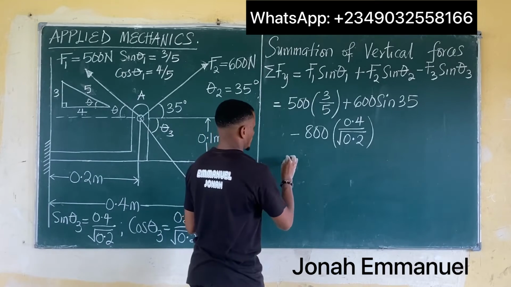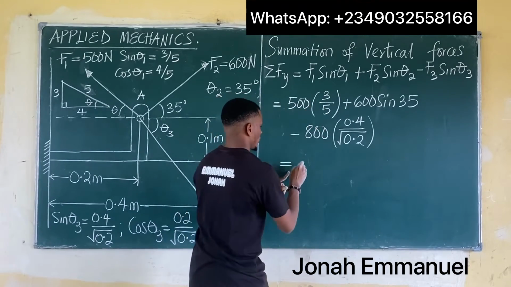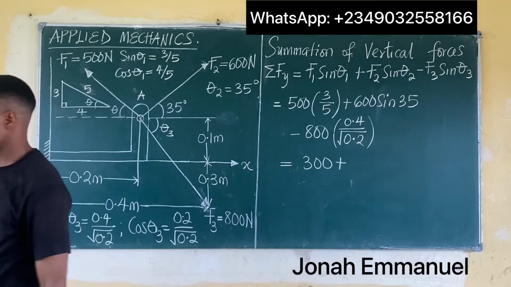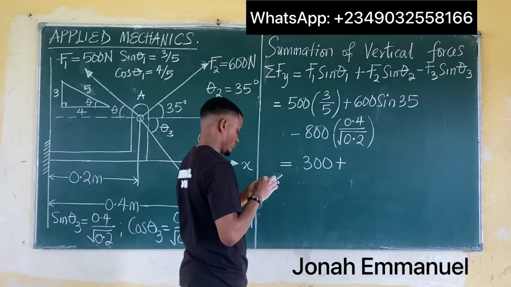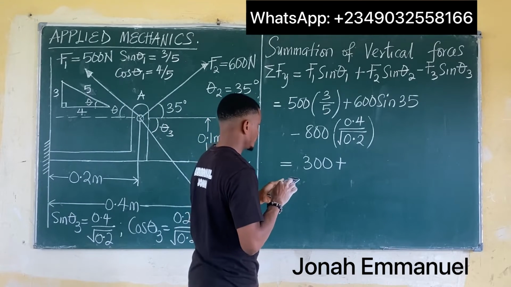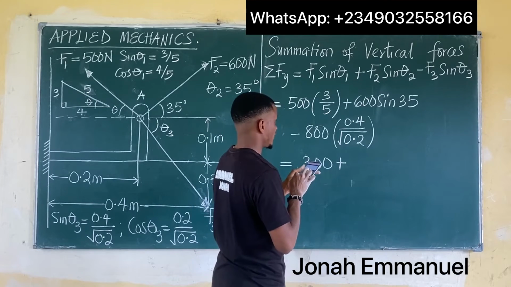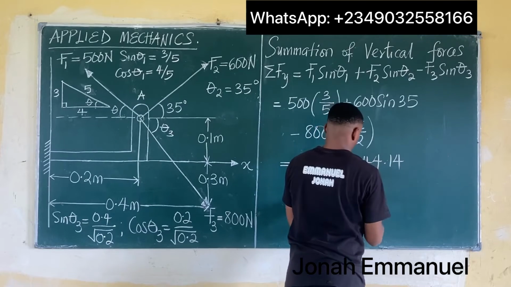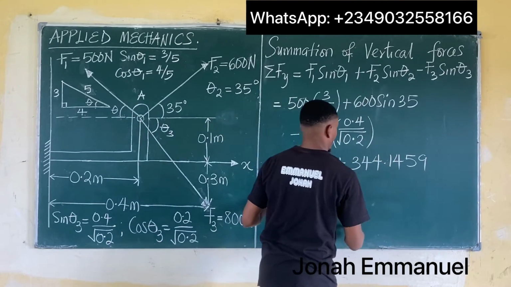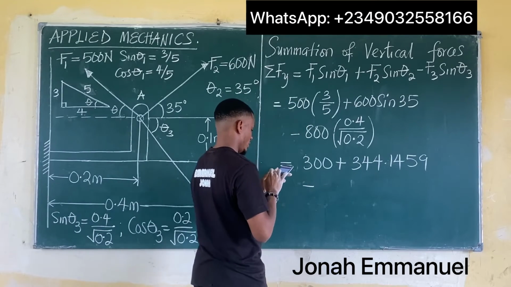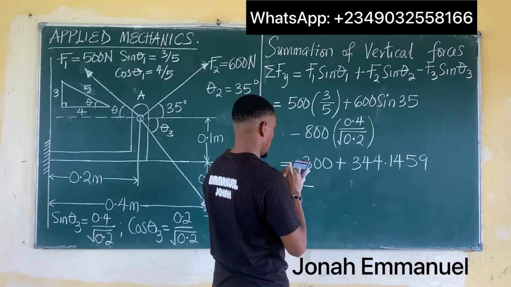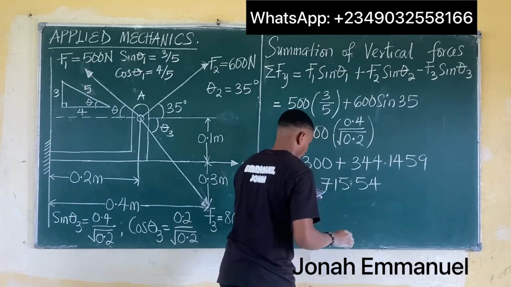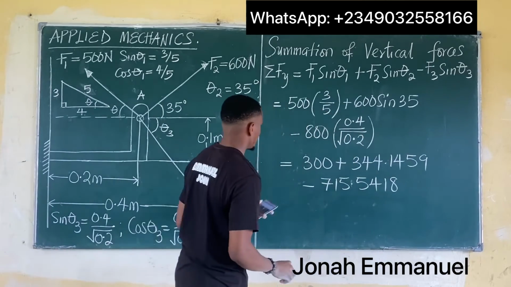Let's impute the values. If I solve this one here, of course, it gives me 300 plus, get a calculator and punch this, 600 sine 35, which is 344.1459, minus 800 into 0.4 into square root of 0.2. That's 715.5418.